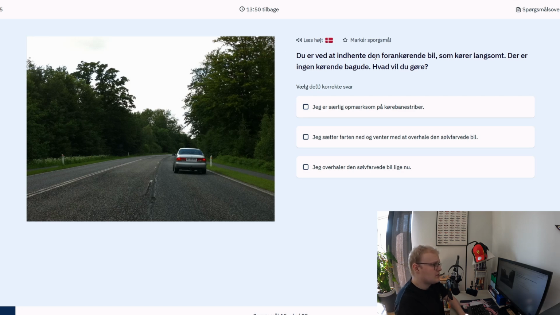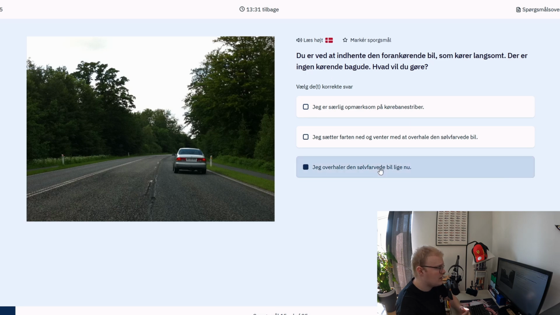You're about to catch up to the driver in front, who's driving slowly. There's no one behind you. What are you gonna do? I can't really see anything that's happening over here. But is it a two-way? Oh, it is. This is the oncoming road, so I will just be overtaking. There's no one driving behind. I overtake immediately because the oncoming traffic is over here, I think.